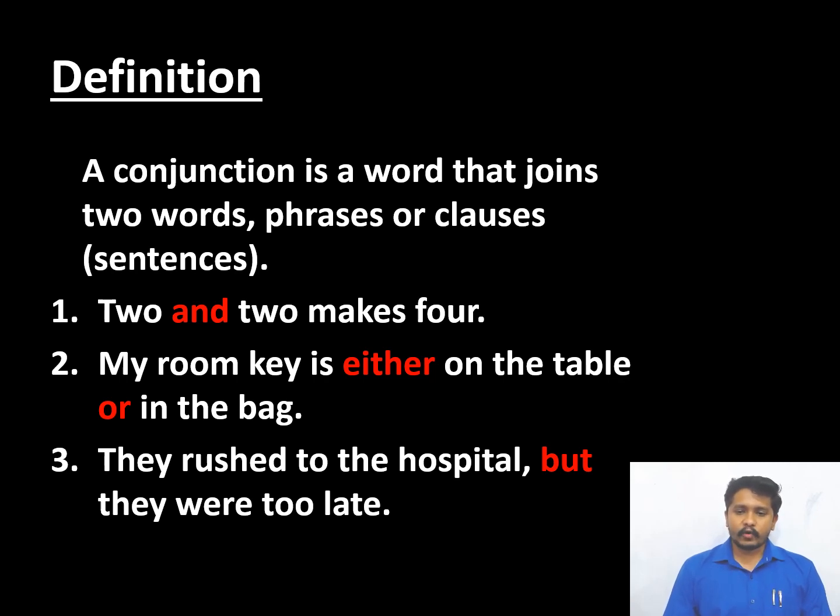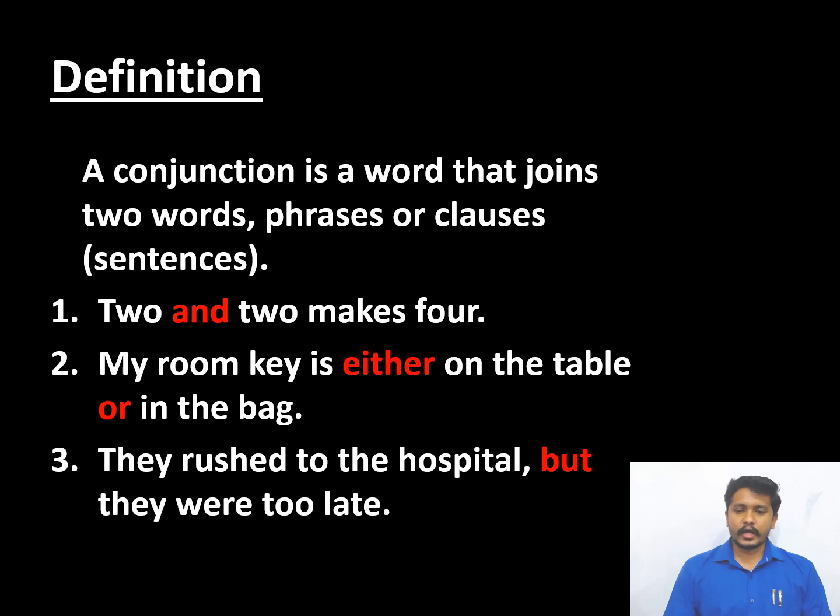Let us see the second one. My room key is either on the table or in the bag. Can you identify the conjunction here? Yes, it is "either... or". Here two conjunctions are there. These are called conjunctions used as a pair, so they work together. My room key is either on the table or in the bag.